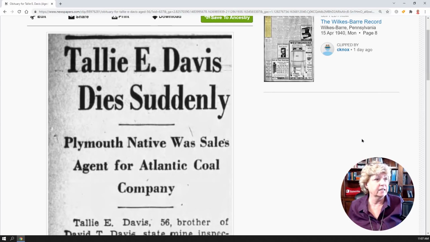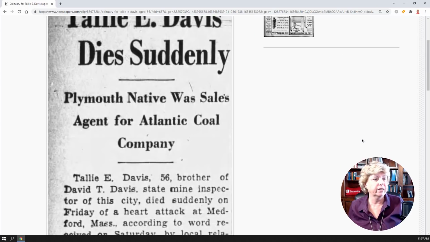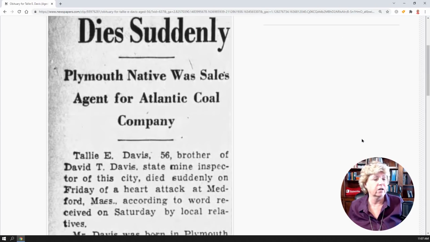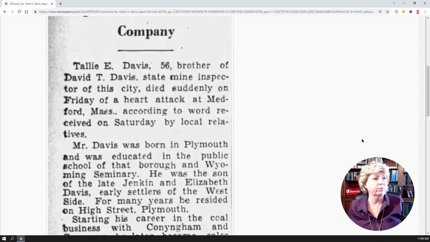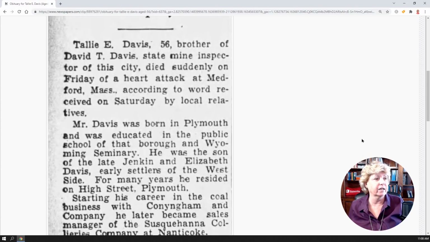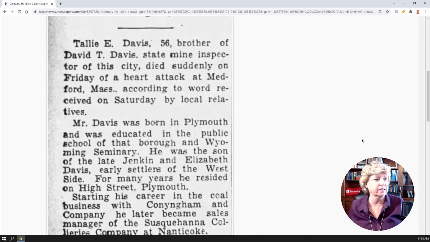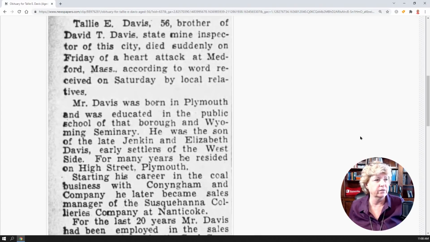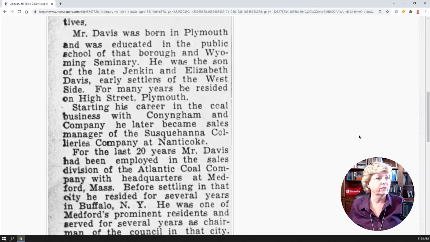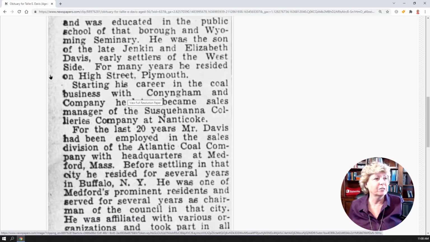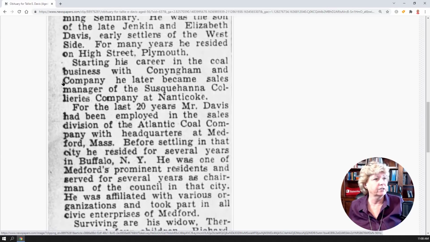Okay, it says, Tally E. Davis dies suddenly. Plymouth native, was a sales agent for the Atlantic Coal Company. Tally E. Davis, 56, brother of David T. Davis, state mine inspector of this city, died suddenly on Friday of a heart attack at Medford, Mass., according to word received on Saturday by local relatives. Mr. Davis was born in Plymouth and was educated in the public school of that borough in Wyoming Seminary. He was the son of the late Jenkin and Elizabeth Davis, early settlers of the West Side. For many years, he resided on High Street, Plymouth.